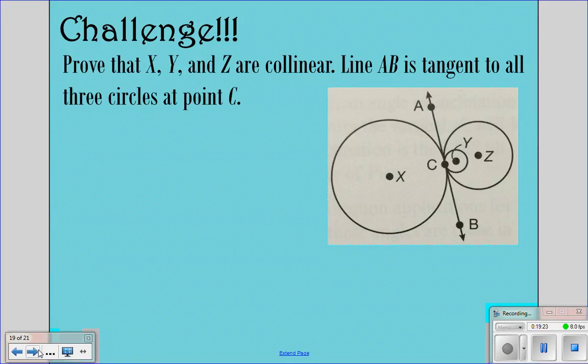But it tells us that tangent lines are perpendicular to radii at the point of tangency. So that means that angle XCA equals 90 degrees, because XC is a radius, so XCA is a 90-degree angle. Also, YCA is a 90-degree angle, and ZCA is a 90-degree angle. All of those are perpendicular to line AB because they make a 90-degree angle.